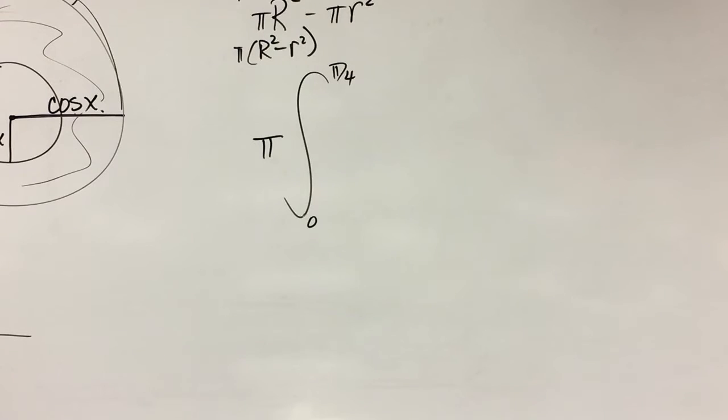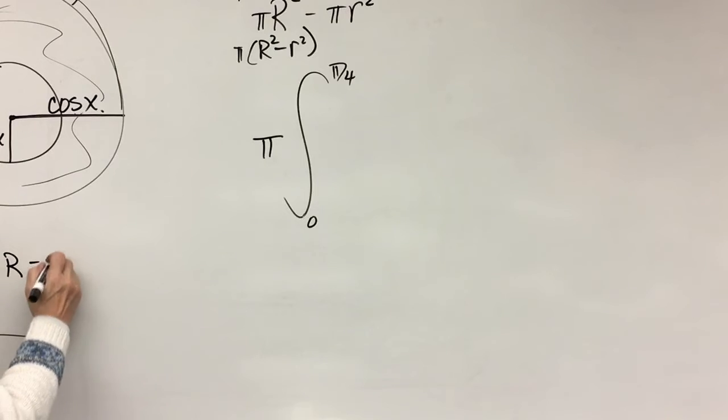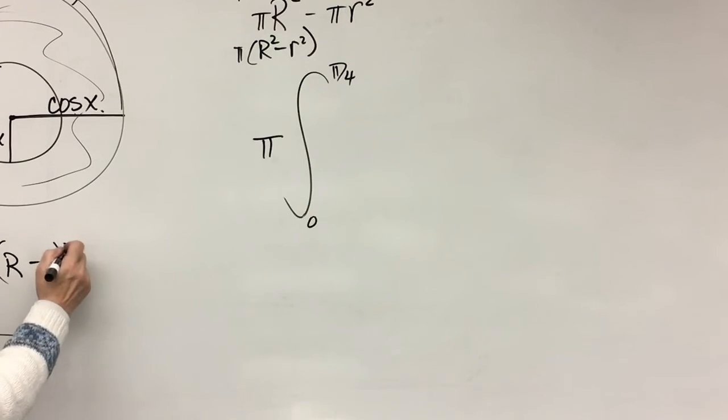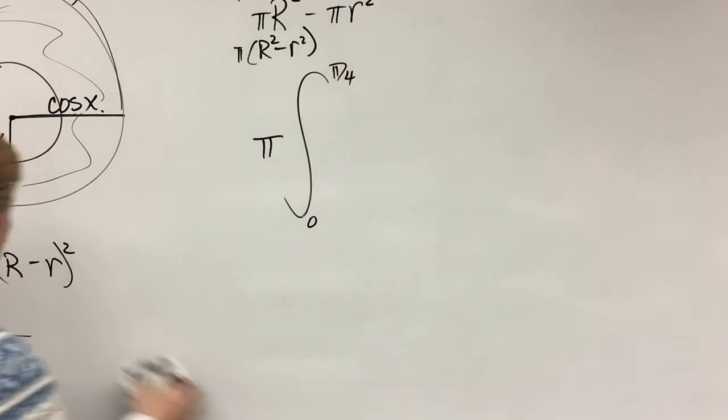Not even remotely what's going on here. It's not this area. We are not interested in this area. We are interested in the area of a washer. Now this area right here, if you think about this as being big R and this as little r, would be the curve that makes big R minus little r, and then people want to square that. That is completely and totally wrong and different from what you should do. Way different. Do not do this.